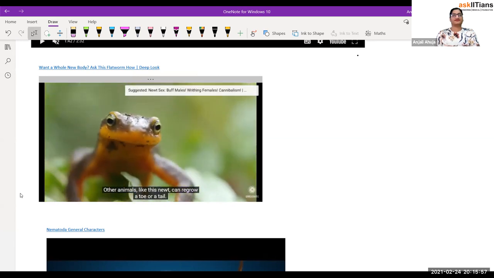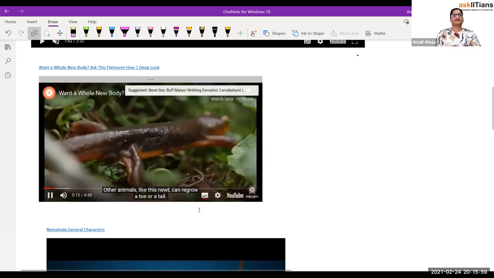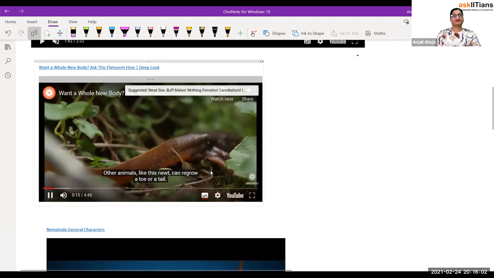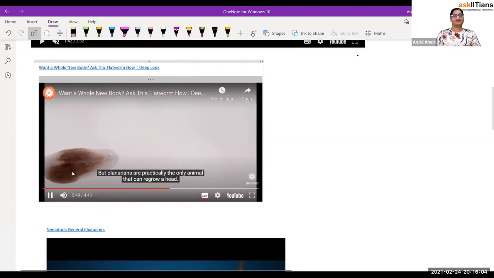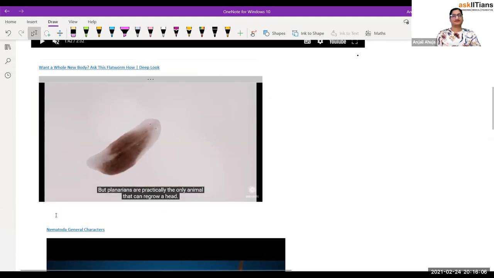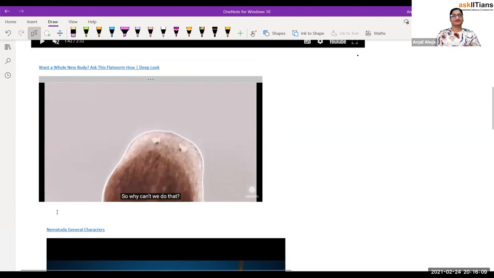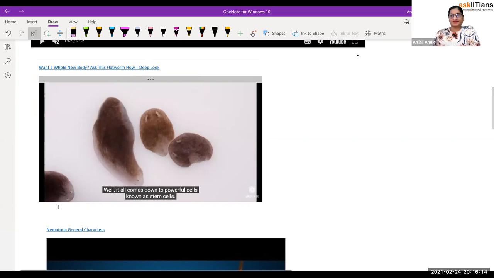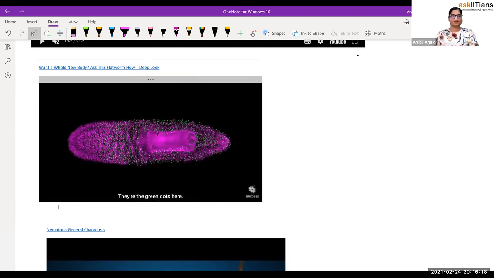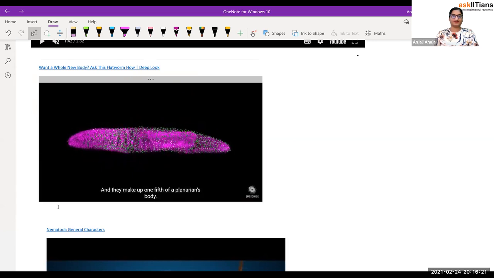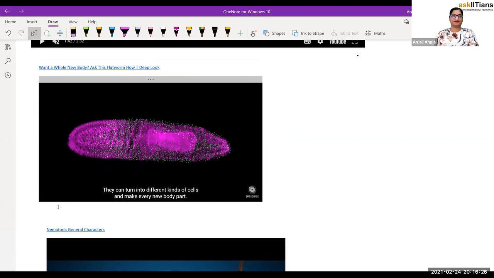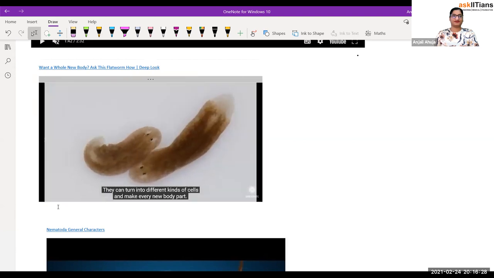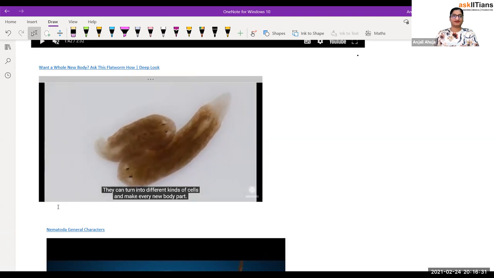Other animals, like this newt, can regrow a toe or a tail. But planarians are practically the only animal that can regrow a head. So why can't we do that? Well, it all comes down to powerful cells known as stem cells. They're the green dots here, and they make up 1/5 of a planarian's body. They can turn into different kinds of cells and make every new body part.